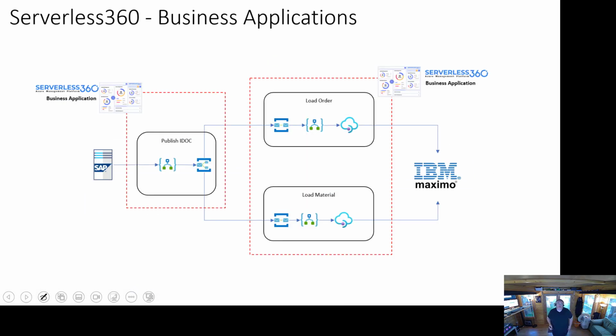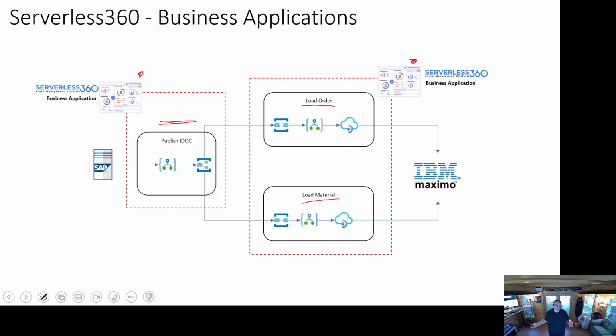So if we think about the example architecture we've looked at so far, here are two business applications I've chosen to set up. This one here is focused on my iDoc publisher, so I may build a business app, put the logic app and the topic into it, and treat them as one management unit, because that particular widget might be used by multiple other interfaces, so it makes sense to manage it together. Now, with my second business app, I decided to put the load order and the load material together.